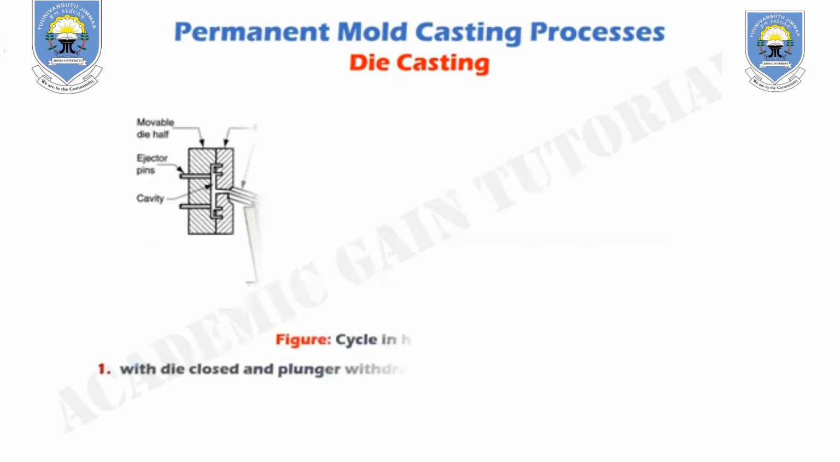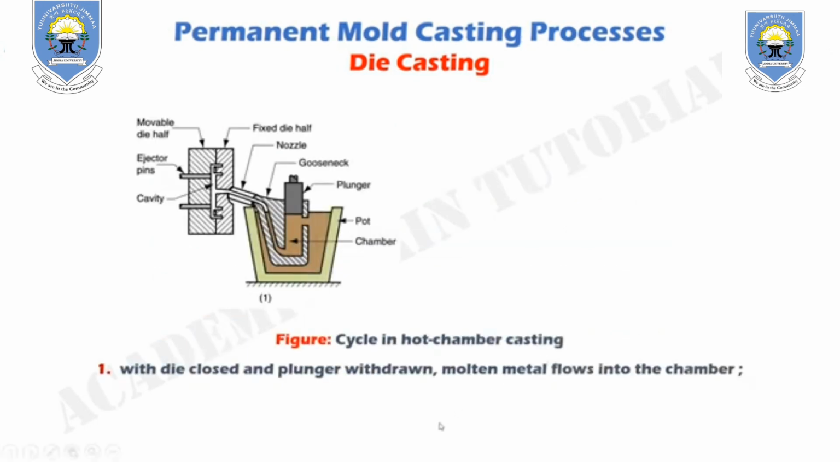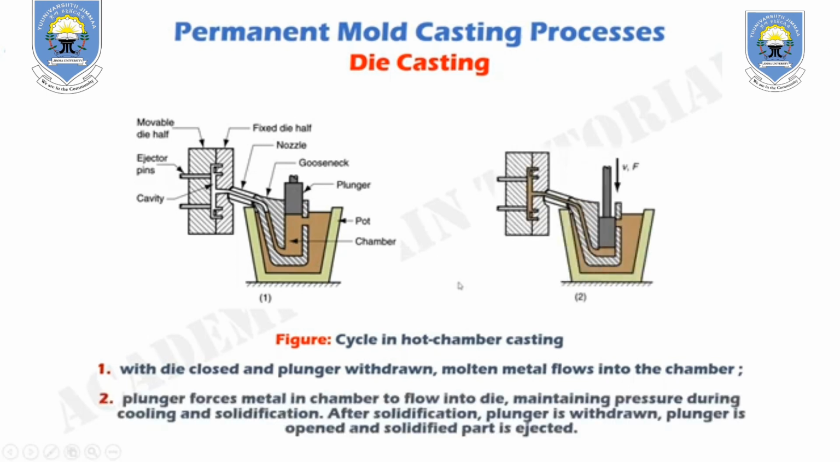Figure 1 shows the first step in hot chamber die casting, where with the die closed and plunger withdrawn, molten metal flows into the chamber. Figure 2 shows the second step, where the plunger forces metal in the chamber to flow into the die, maintaining pressure during cooling and solidification. After solidification, the plunger is withdrawn, the die is opened and the solidified part is ejected.